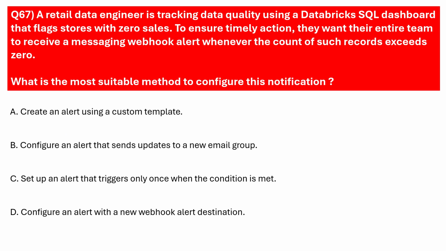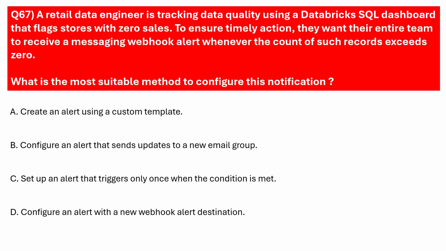Q67. A retail data engineer is tracking data quality using a Databricks SQL dashboard that flags stores with 0 sales. To ensure timely action, they want their entire team to receive a messaging webhook alert whenever the count of such records exceeds 0. What is the most suitable method to configure this notification?